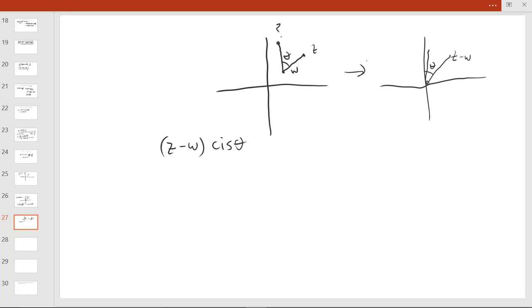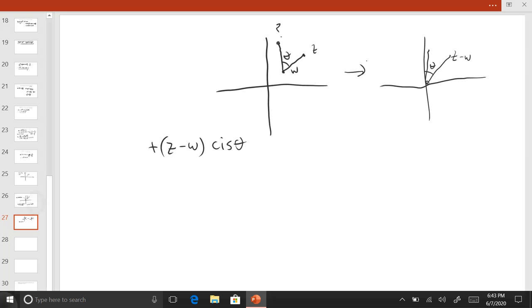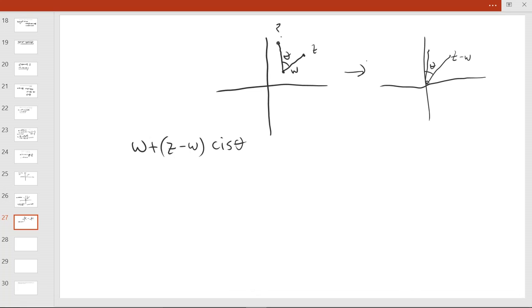So now we need to remember to translate this up, w units. So this is our rotated complex number. Now if w was just the origin, this is just z cis theta. So this is a very useful result, as we'll see in a following example.